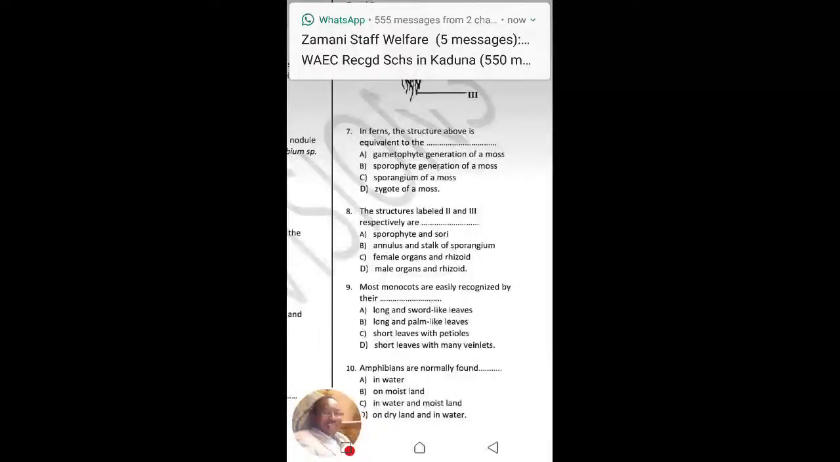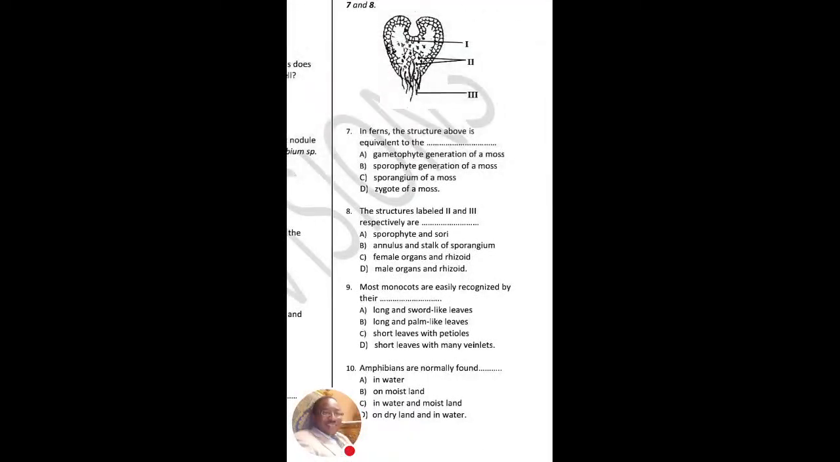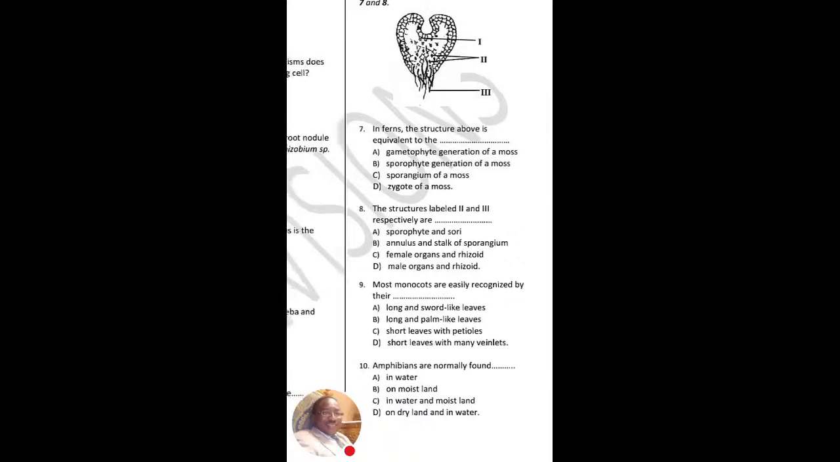Number 10, amphibians are normally found in A, water, B, on moist land, C, in water and moist land, D, on dry land and in water. The correct answer to this simple question is that amphibians are found on dry land and in water, not option C, in water and moist land. The land has to be dry land and water, which is what makes them amphibian. That's where you find the toads, okay? Let's move on to question number 11.